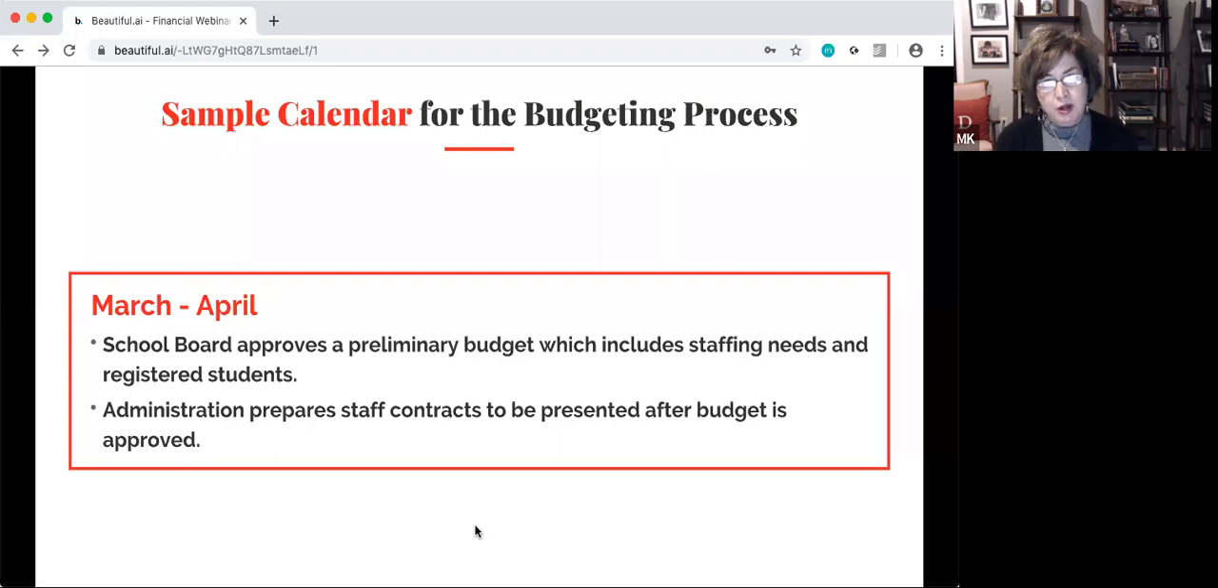Administration prepares staff contracts. For me, that was critical. I wanted my teachers to be contracted by mid-April, because our community wanted to know who the teachers were going to be for the next year, and that helped with getting people to turn their stuff in. So being able to give out contracts during that time is really important, and having a budget prepared and approved by the board in March allows you to do that. So let's go to the next page.